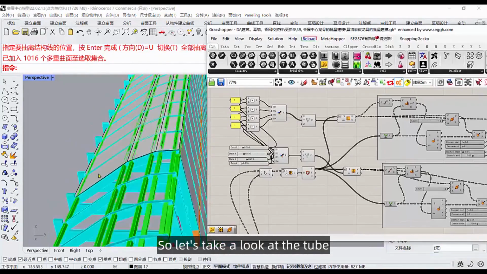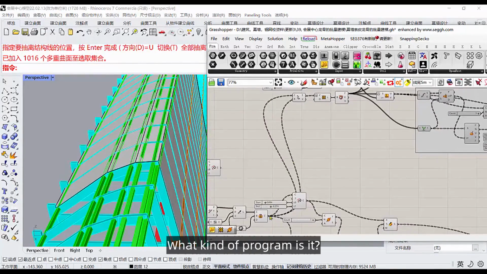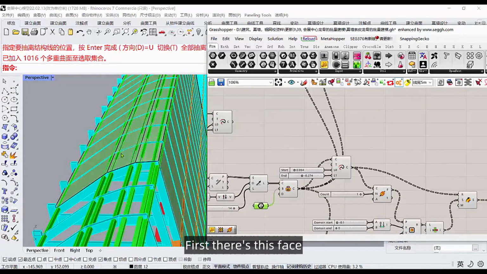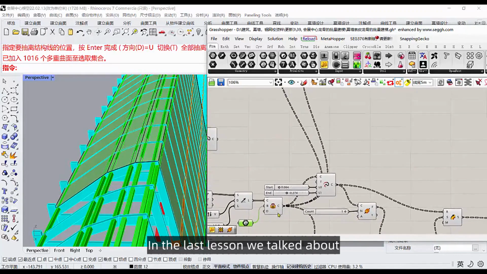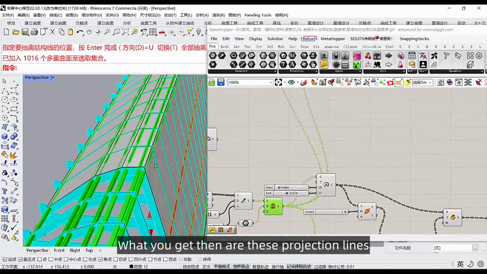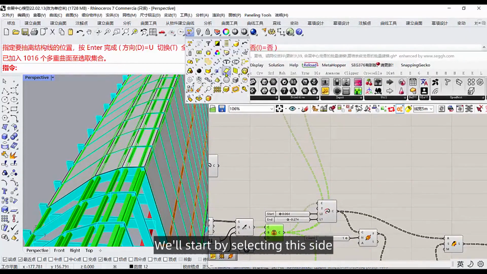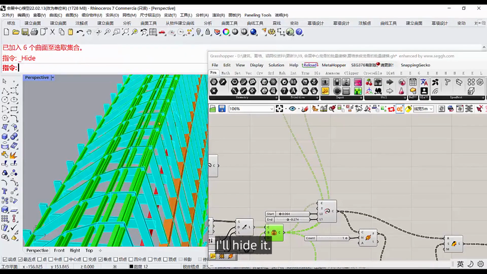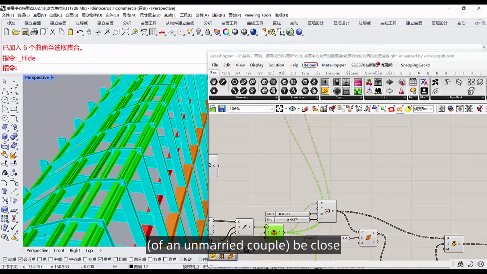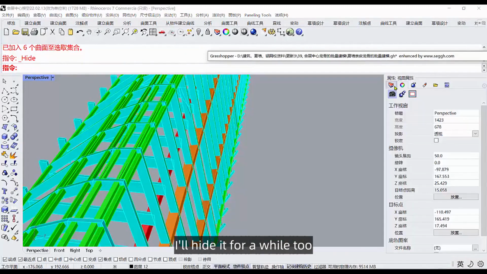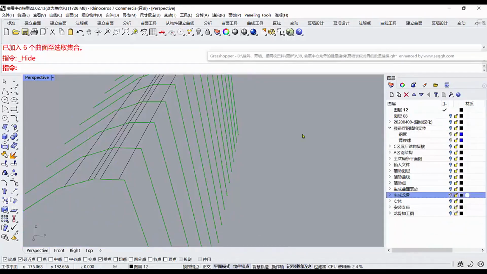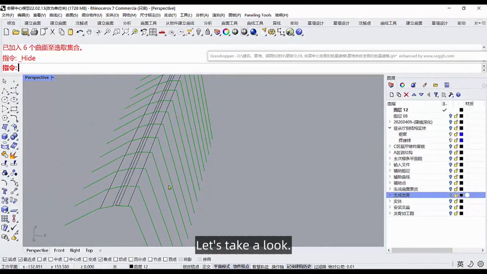So let's take a look at the tube. What kind of program is it? First there's this face. In the last lesson we talked about what you get then, these projection lines. We'll start by selecting this side. I'll hide it. These are projection lines. I'll hide it for a while too.